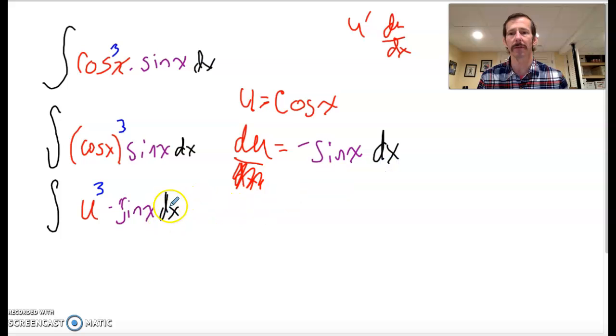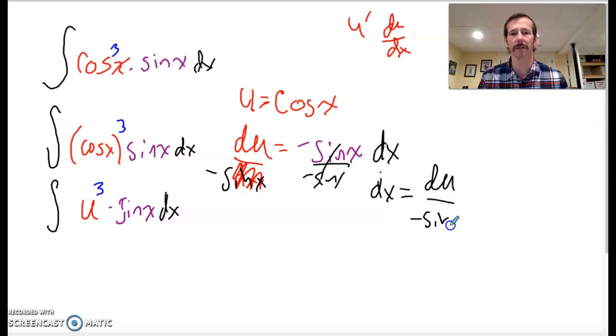And I want to get rid of dx, so I need dx by itself. So now I'm going to divide both sides by sine of x. If I do that, and I'm going to rewrite this over here, dx would equal, and I would divide this away. So it's gone, and I would have to put it under here. So dx would equal du over negative sine x.